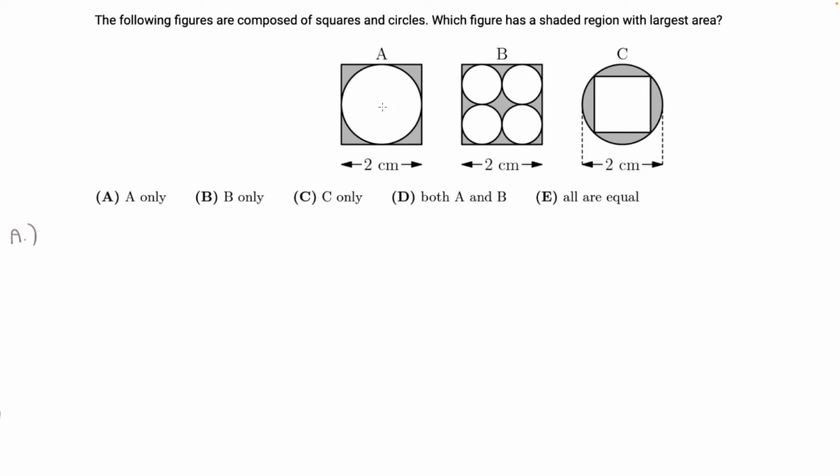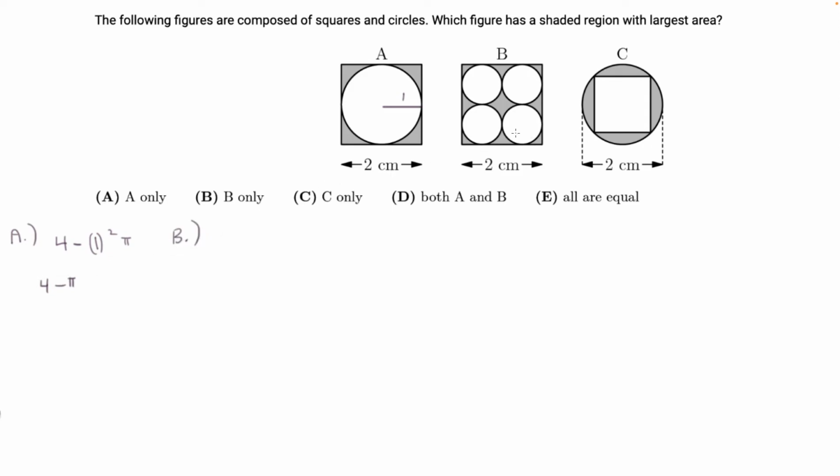So the radius of the circle is half of 2, and that's 1. And then we're trying to find the area of the shaded region, so we take the area of this square minus the area of the circle. So you have 2 times 2 as the area of the square, which is 4, minus pi r squared, and the radius is 1, so we have 1 squared pi, which is 4 minus pi, so the area of the first figure is 4 minus pi.